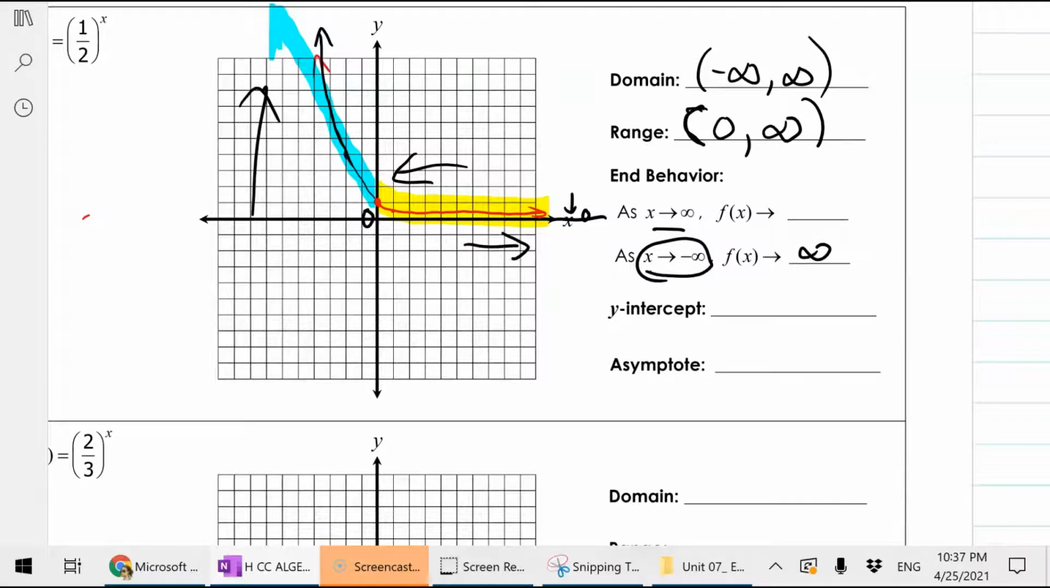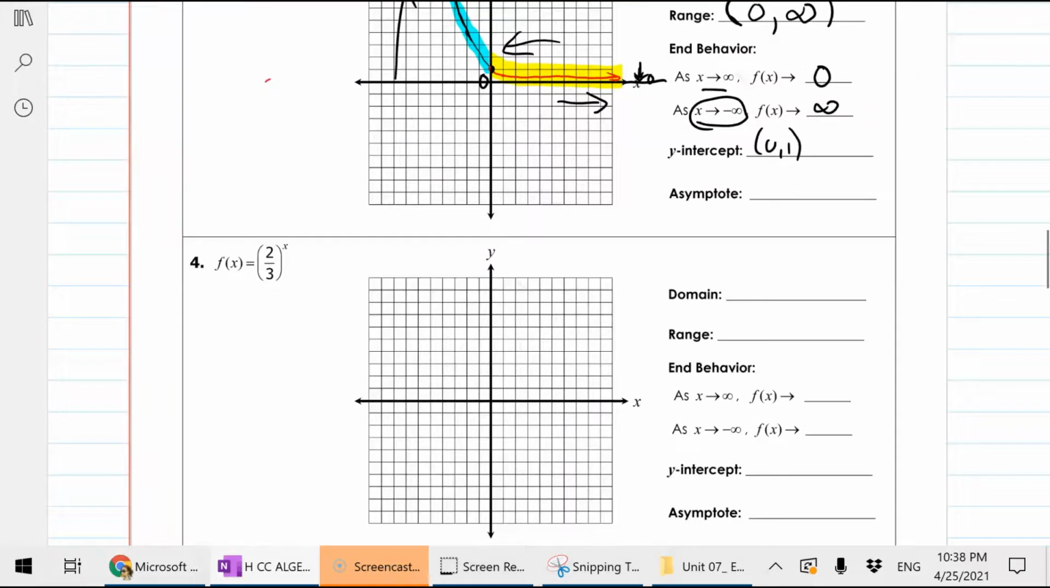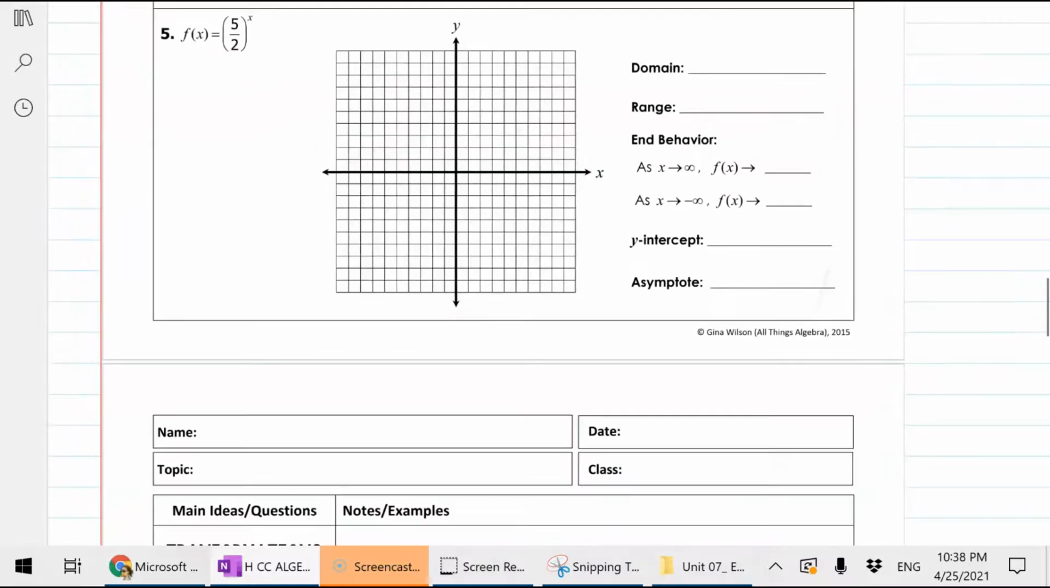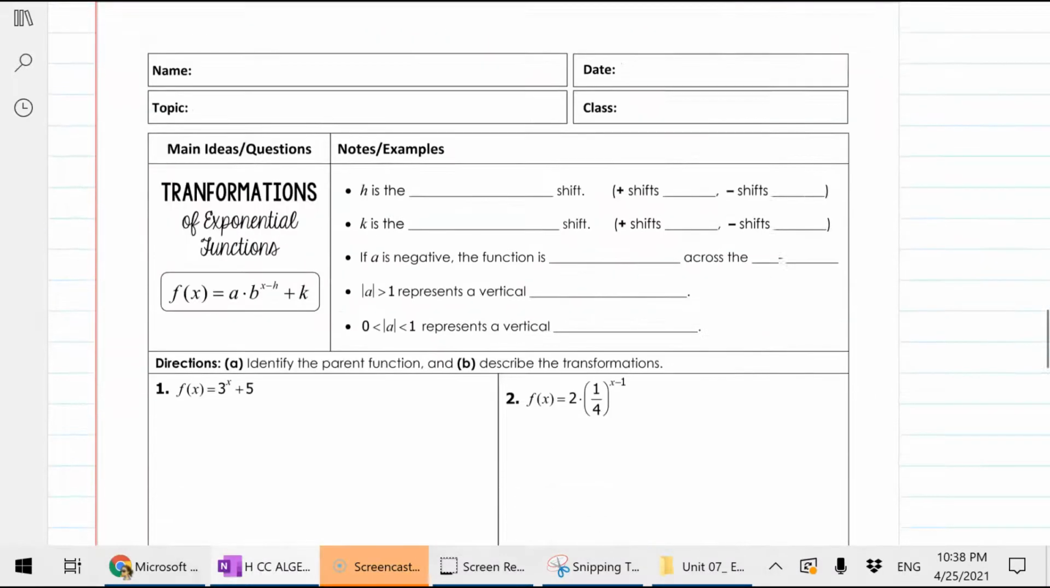As x is going towards infinity, y is getting closer and closer to 0. So this is a little bit different. The y-intercept is right here at (0, 1). And the asymptote, you are not going to be asked that on the test. Okay, and that's basically how you do it. It just keeps going more. So you can just use Desmos.